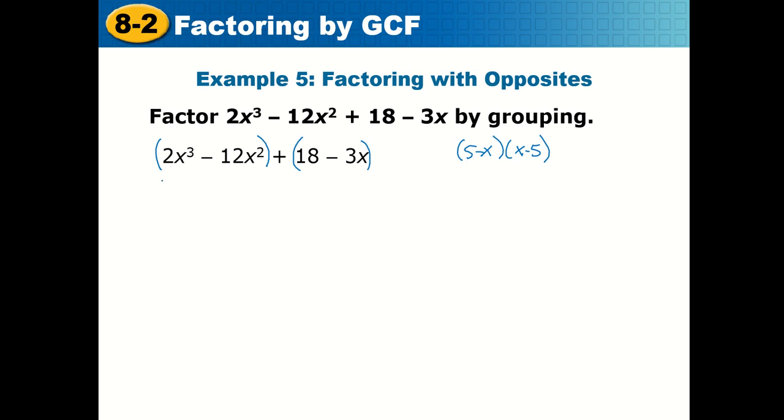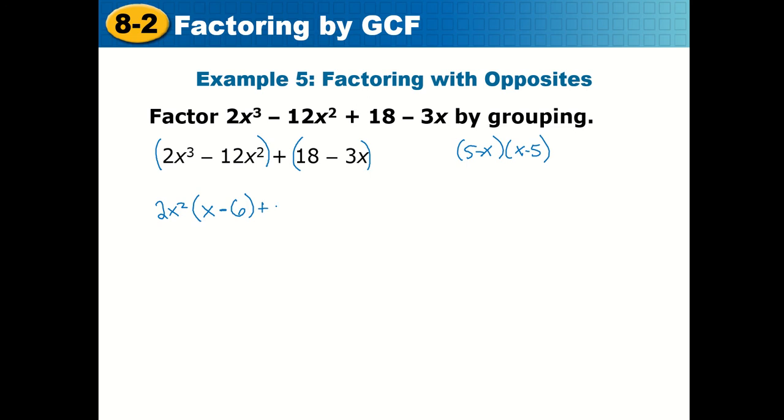I want you to tell me right now before I say it, what is my greatest common factor of 2x cubed minus 12x squared? Yep, you got it. It's 2x squared. So if I factor out that, I have 2x squared times x makes 2x cubed. And then I'm going to leave my negative, and then that becomes 6, minus 6.